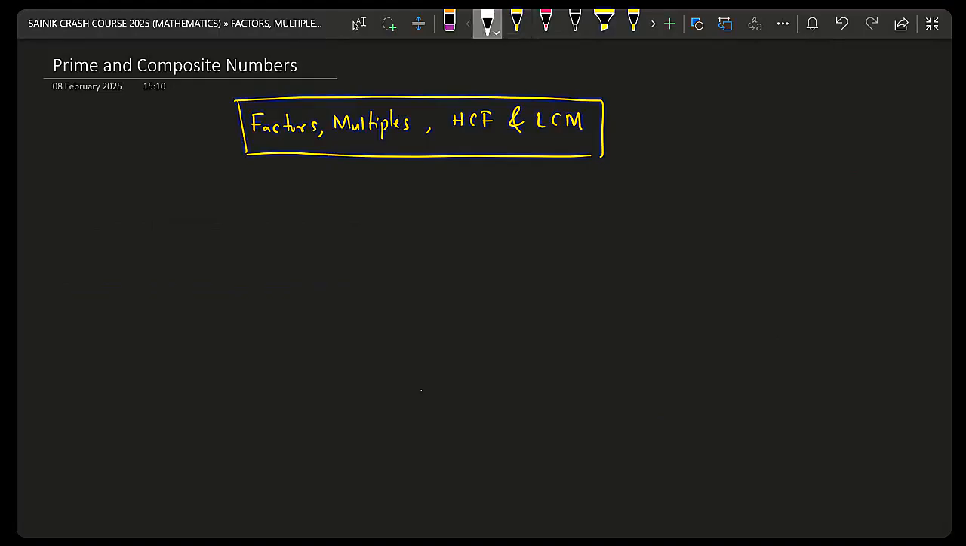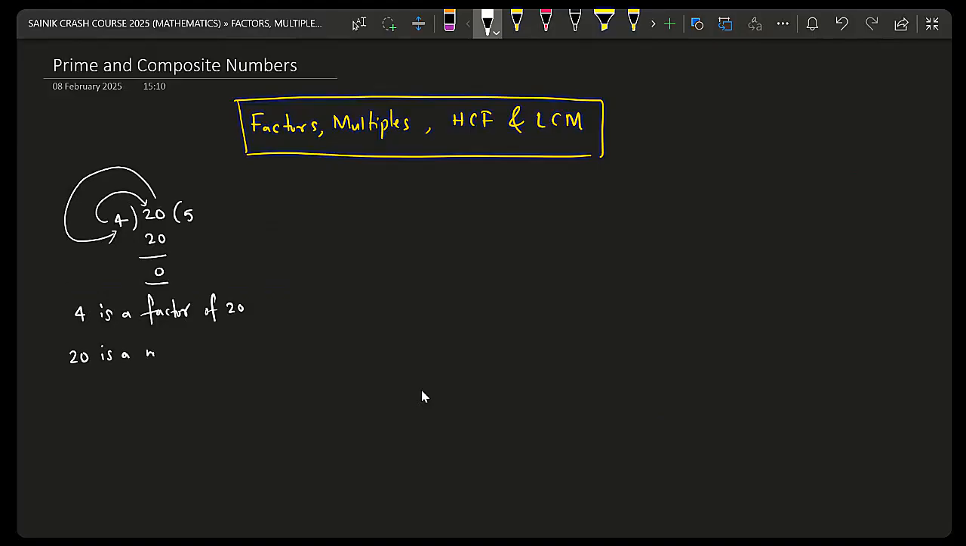For example, I take 10 and I am dividing it by 4. 4 fives are 20 and we got the remainder 0. So because we got the remainder 0, divisor is called a factor of the dividend, and similarly dividend is called a multiple of the divisor. So because we get remainder 0, I can write 4 is a factor of 20, and in reverse order we can say 20 is a multiple of 4.